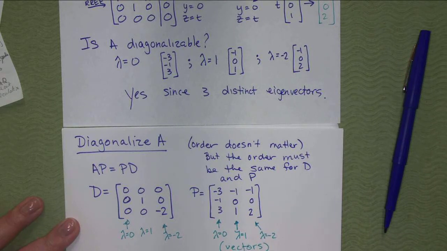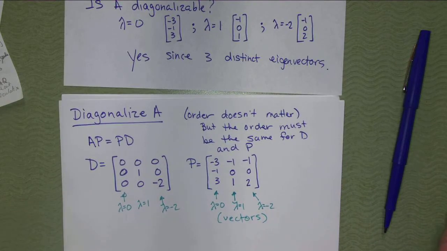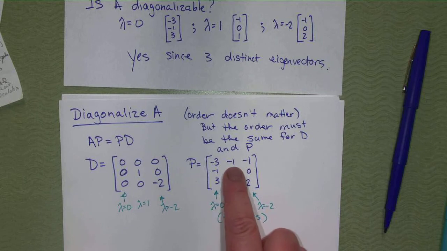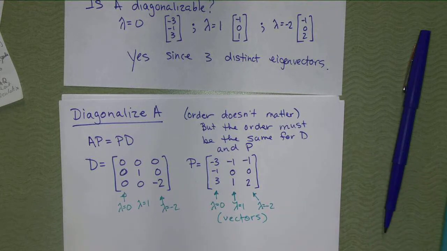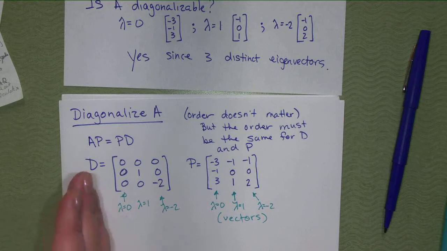You could use the ones with fractions in it. It would still work, okay? Or you could multiply them by something different than I multiplied them, but it would still work. We could put, instead of -1, 0, 1, you could put -50, 0, 50. Like you multiply that row by 50, it will still work, okay? So any one eigenvector that's associated with that, but they just have to be kept in the same order.